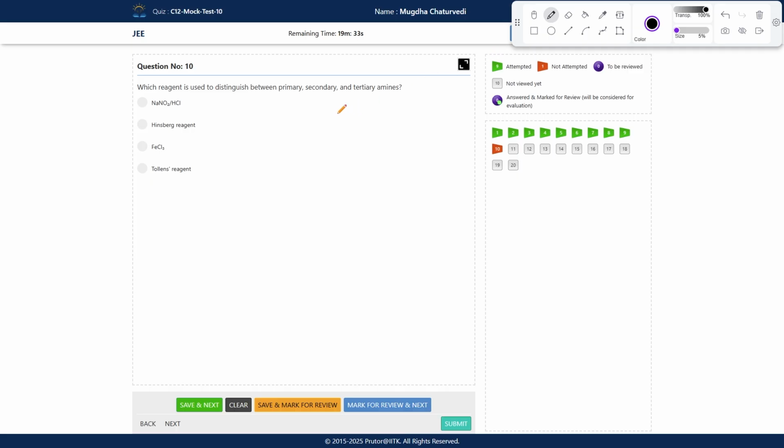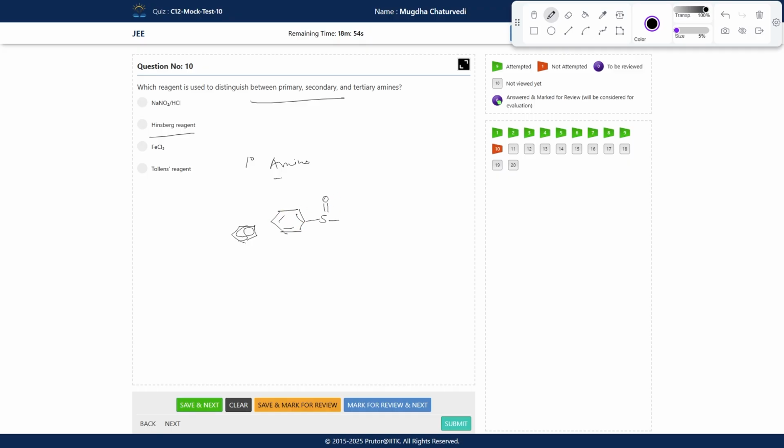The next question is saying which reagent is used to distinguish between primary, secondary and tertiary amines. Okay. Now if you look at this question, then if I talk about Hinsberg's reagent, they react differently with primary, secondary and tertiary amines. Okay. So one by one we will see its reaction. First we will see it with primary amine. Okay. So when I talk about primary amines, then if this is benzene sulfonyl chloride, let me draw it again.